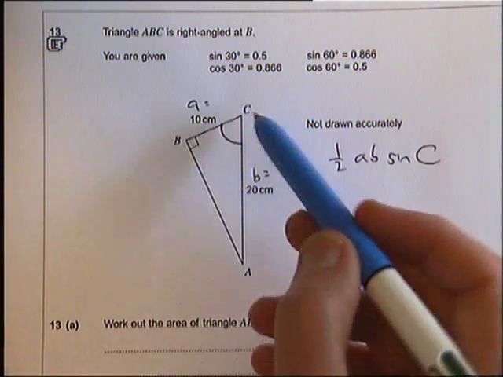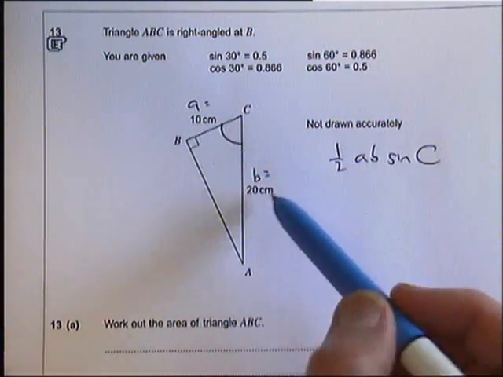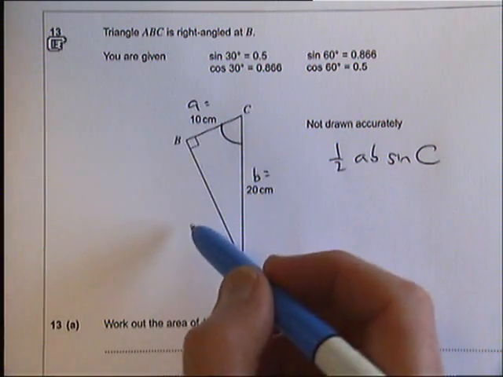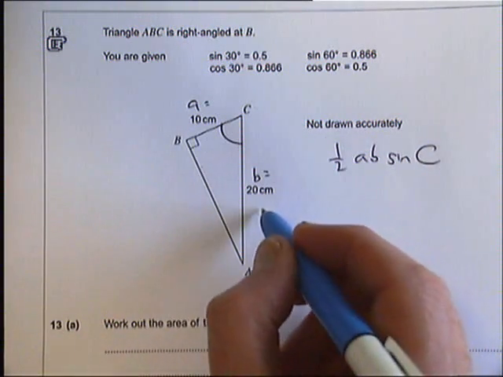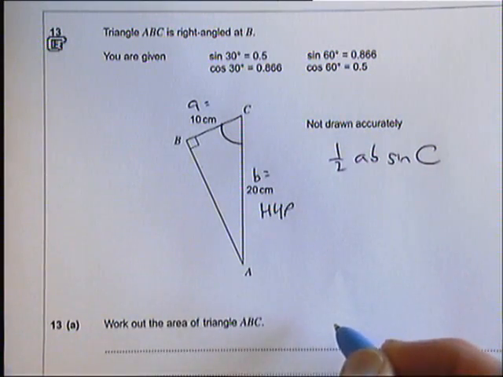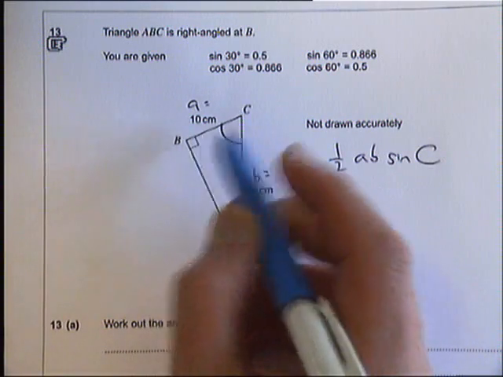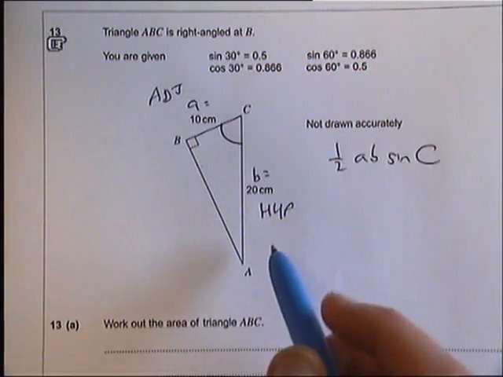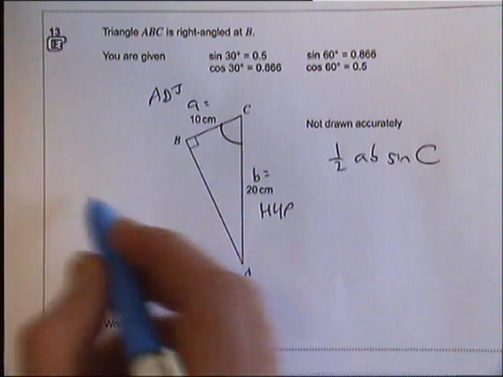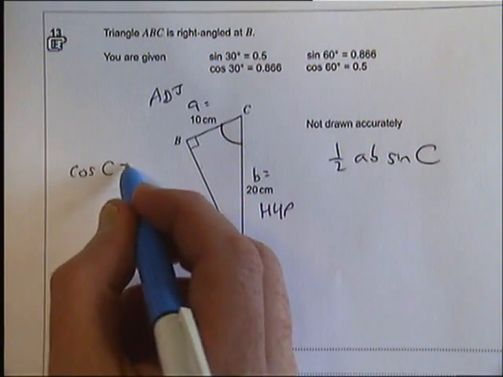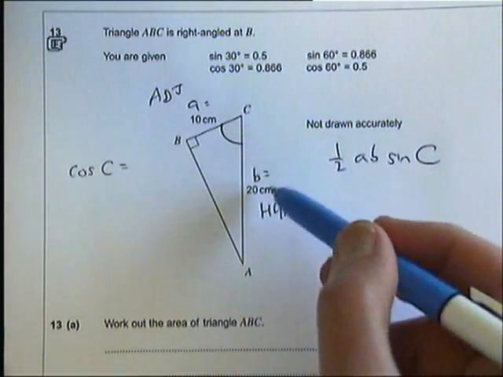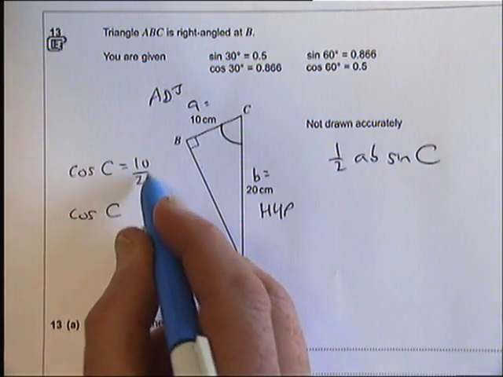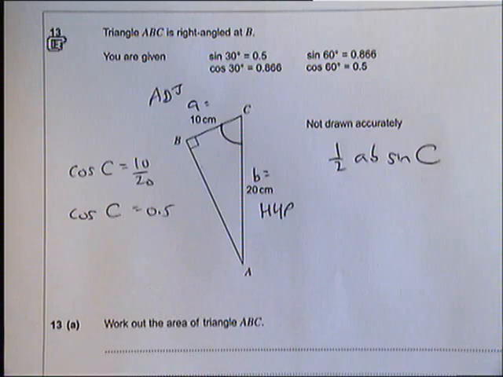Well, let's have a look. In this triangle, if this is C, what are these two sides in trigonometry language? This would be the opposite of the angle. This one is the long side opposite the right angle, the hypotenuse. And over here, the side between the angle and the right angle, that would be the adjacent. Adjacent and hypotenuse is cos. So I know that cos of angle C is equal to the adjacent divided by the hypotenuse, which is 10 divided by 20. So cos C is a half, or 0.5.